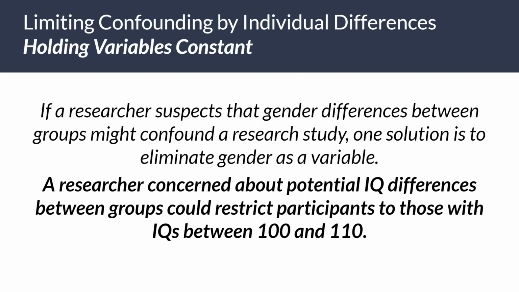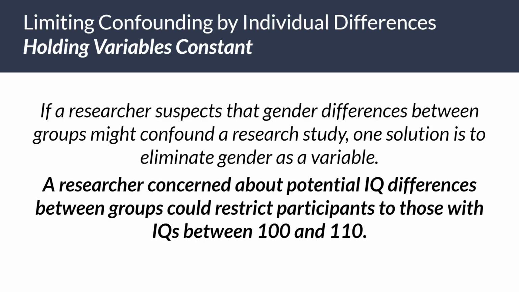Also, we can hold the variables constant. If a researcher suspects that gender differences between groups might confound a research study, one solution is to eliminate gender as a variable. For example, why don't you just recruit all boys or all girls in your experiment? Or maybe you can do something like this: no left-handed or no right-handed individuals.